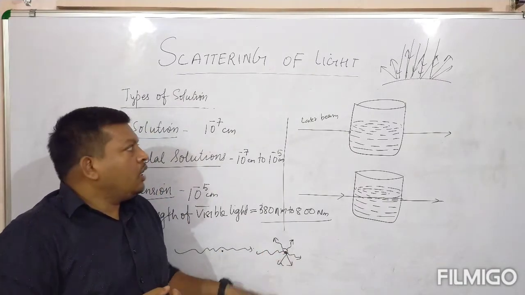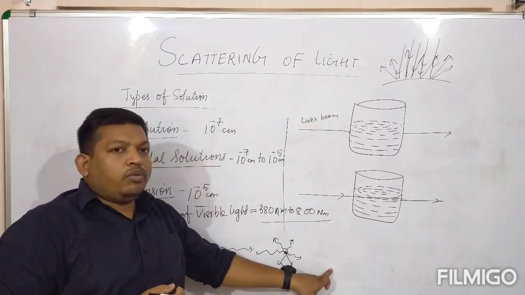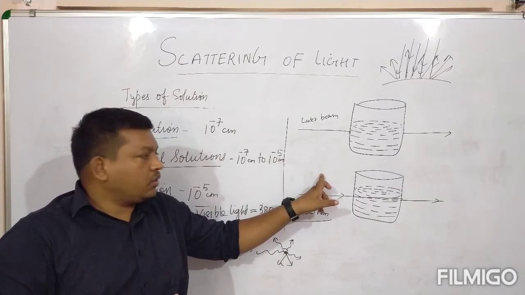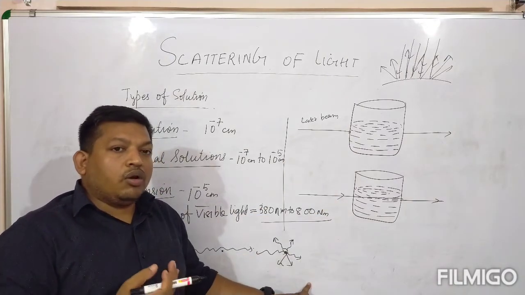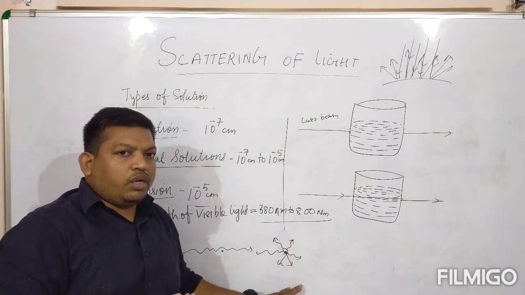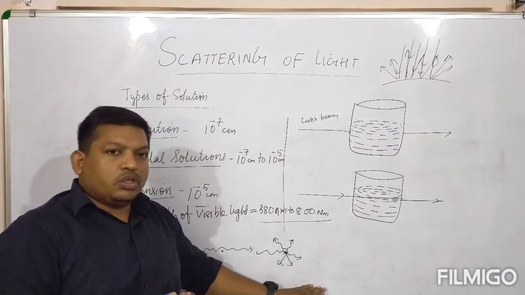Through this scattering of light, we will explain the phenomena of why the sky is blue, why the color of the sun is reddish during morning and evening time, and why the color of the danger signal is red. All these phenomena will be explained on the basis of scattering of light. So this is the explanation of scattering of light. Hope you have understood the topic.